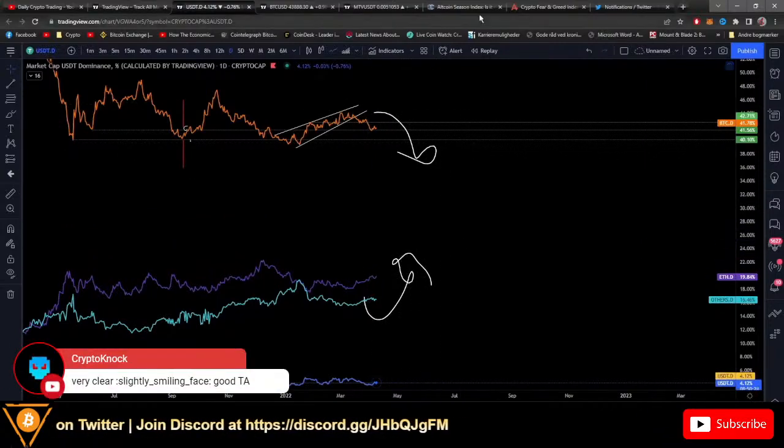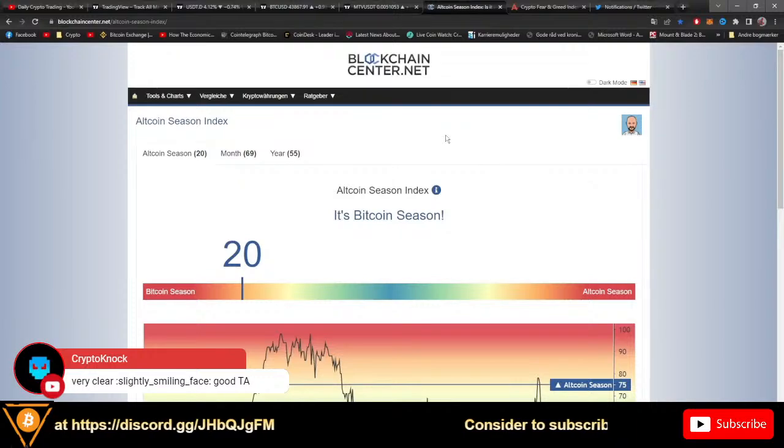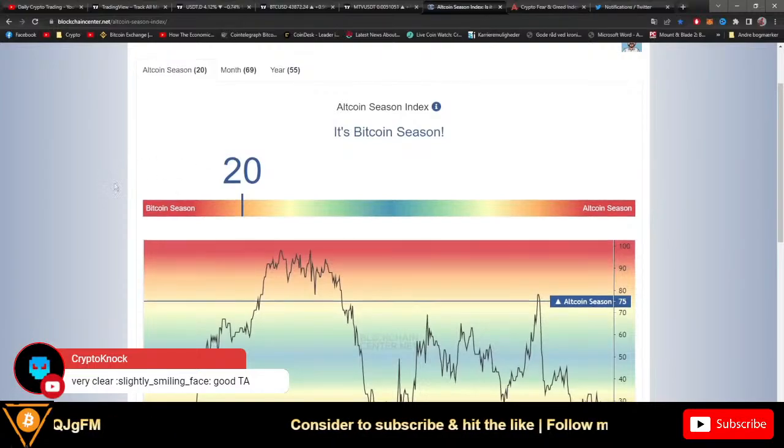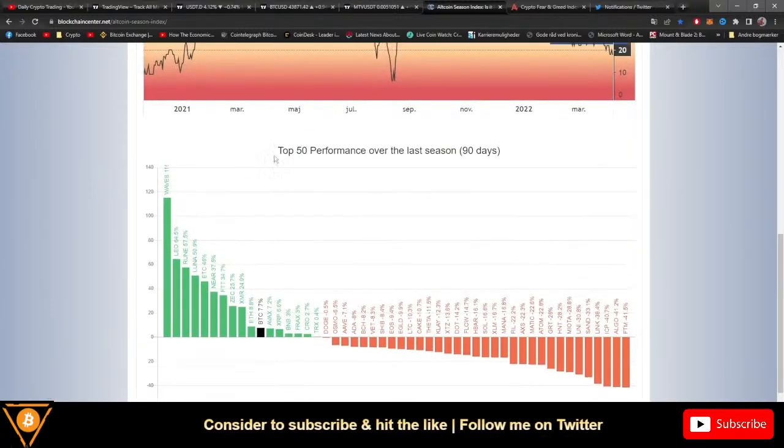All right, guys. Now, if you look at the altcoin season, I've been very honest with you guys. A lot of influencers, a lot of people are saying we are in the altcoin season. I don't understand it. It doesn't make any sense. These indicators are saying exactly the same thing. I've been saying this for months. It makes no sense. We are closer to Bitcoin season than altcoin season. I mean, just look at these past 90 days top 50 performance. This is not altcoin season at all, guys.